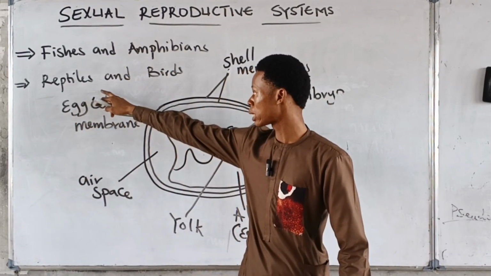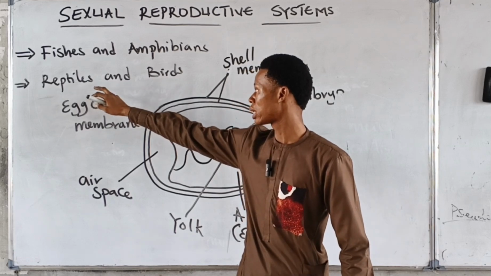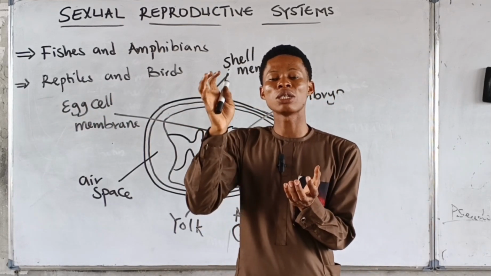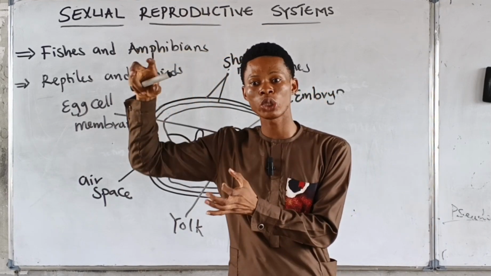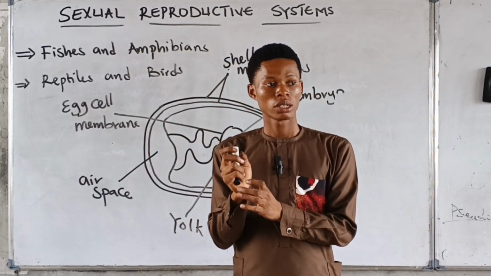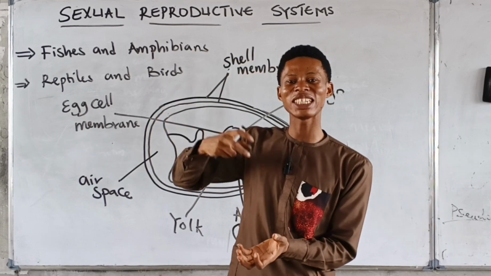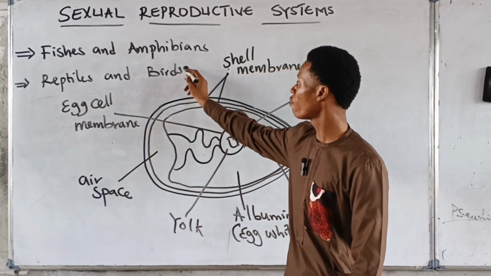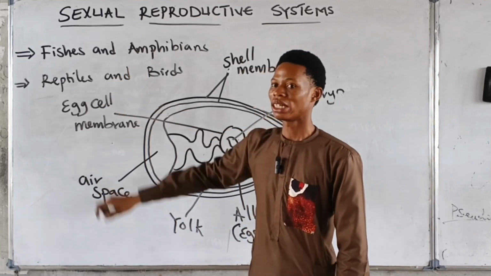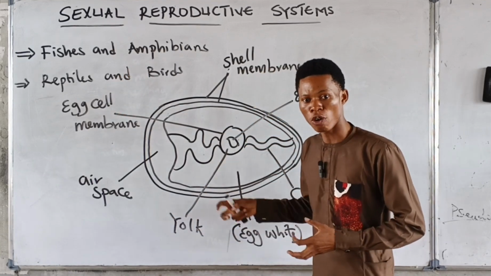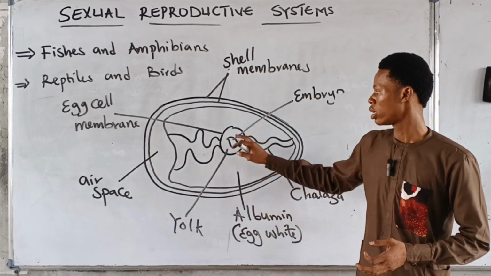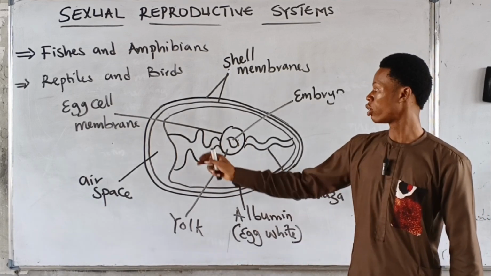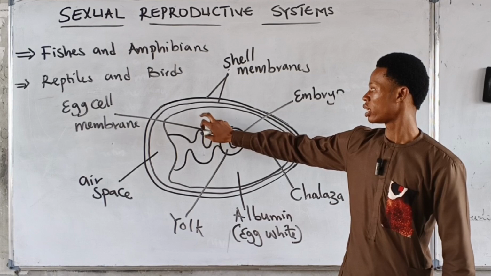So as they mate, birds or lizards or reptiles, the sperm is released into the female organism, right? So the fertilization is done in the female organism. So the fertilization is internal. Then the egg is formed in the female. It is actually the egg that is fertilized, right? Now this is the egg.